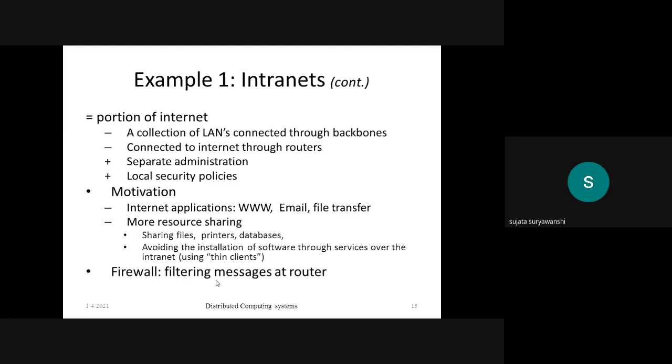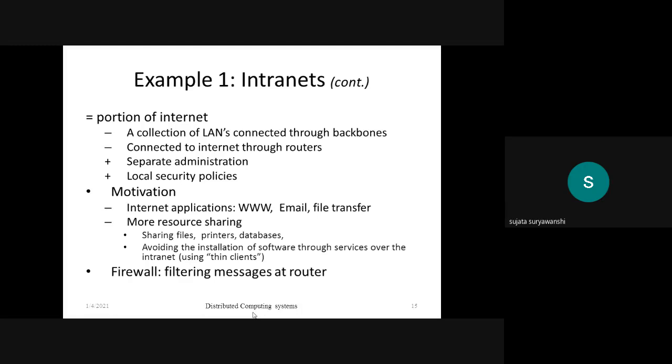In this case, we can access our intranet link, that is 172.16. That is our ERP link, and it can be accessed only from the college. We cannot access that link from our home or anywhere else. That's why it is called an intranet. It is not connected to the internet. So that is a simple intranet.